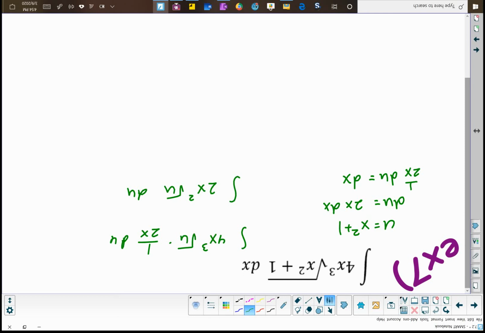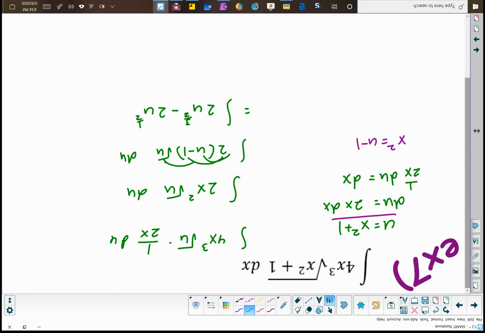So I'm going to go back here, and I'm going to solve for x squared. x squared is u minus 1. So I'm going to plug that in. So I have 2 (u minus 1) square root of u du. Let's distribute. So I have 2, let's see, u to the 3/2, right? 1 and 1/2, minus 2 u to the 1/2. I distributed my 2 and my square root of u.